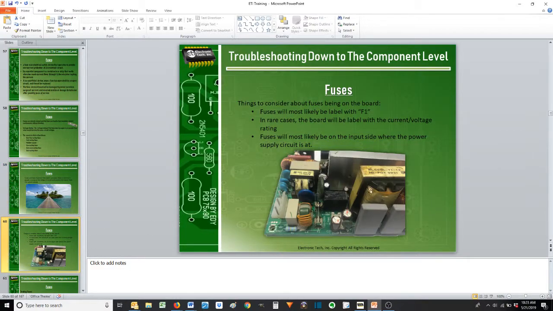And then I'll go through and just kind of give you an idea of where the fuse is at. You can see there's a fuse here. I'll give you an idea of where the fuse is at and where to look for.